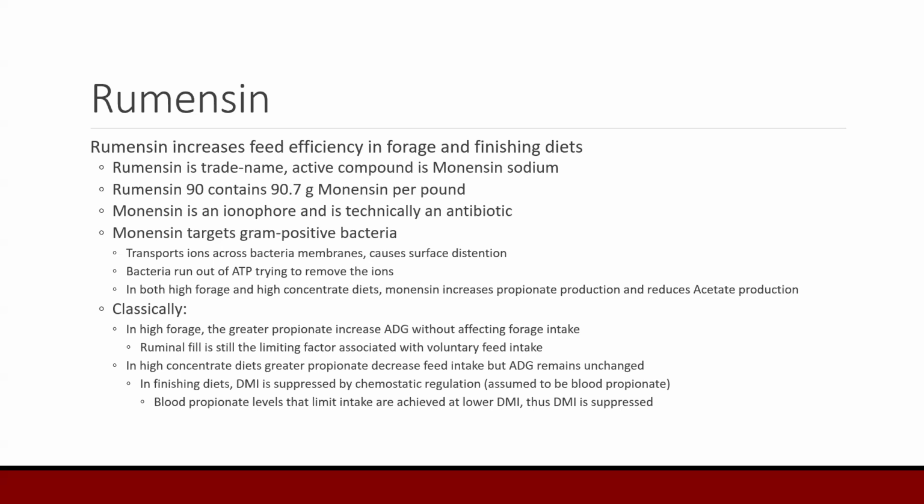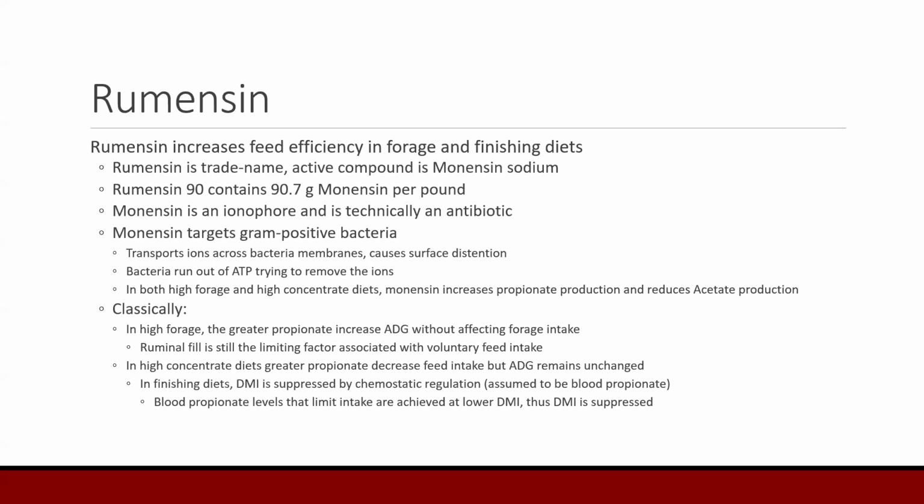I'll just go ahead and say the next part. Feeding monensin to high concentrate diets will increase propionate. It will actually decrease feed intake, but average daily gain won't change. So it all has to do with how intake is regulated. We'll talk more about this on Tuesday, but this will be on your exam 3, explaining this.